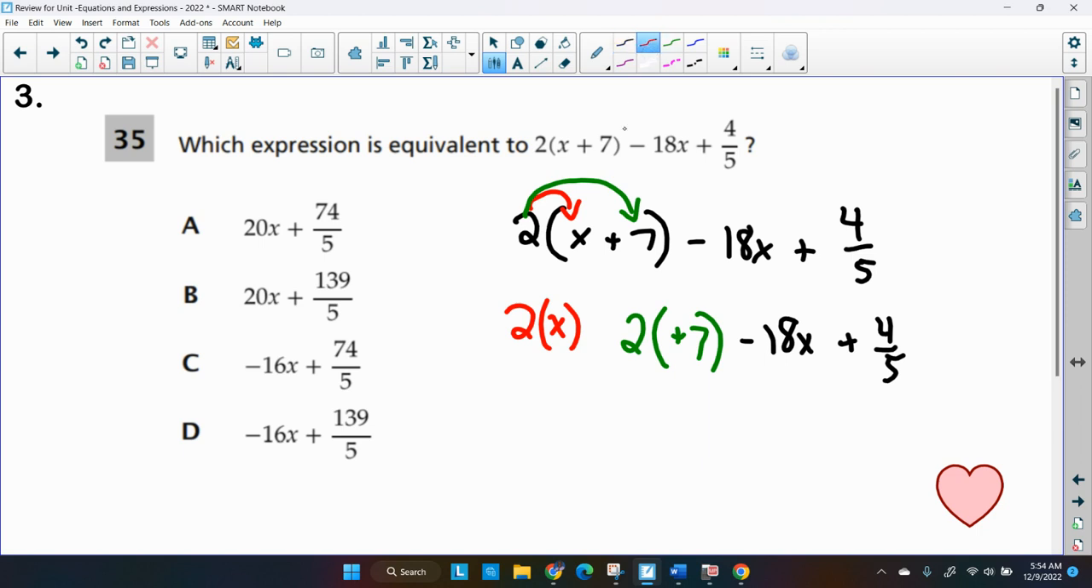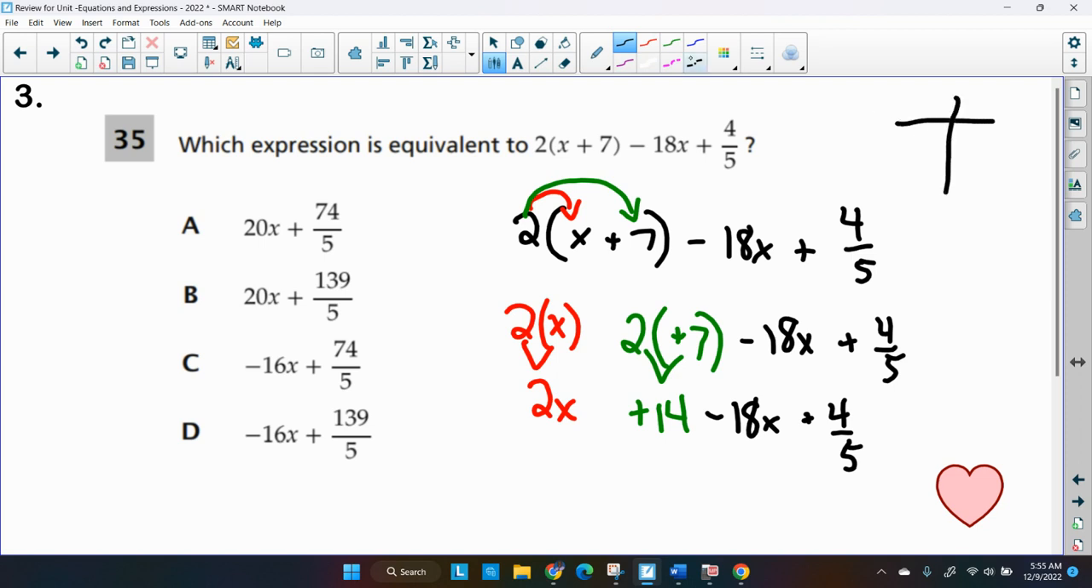So let's get rid of the parenthesis here. 2 times x is just 2x. 2 times plus 7 is plus 14. So remember, though, we have a minus 18x and we have a plus 4 fifths. All right, what do we do now? Well, let's go back to expressions. There was a T chart that you had to deal with where you put your x's in one column and your constants in the other column, or the last column, that is.